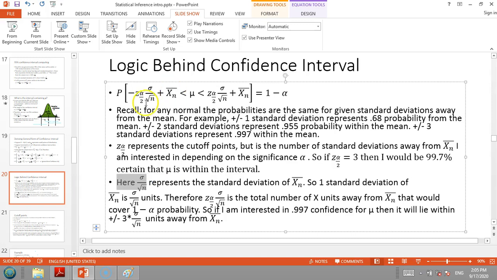Here, sigma squared over n represents the variance of x bar n. So one standard deviation of this x bar n is the square root of sigma squared over n units. Therefore, z times that is the total number of x units away from x bar n that would cover 1 minus alpha probability. So if I'm interested in a 0.997 confidence for mu, then it's going to lie within plus minus 3 standard deviations away from x bar n.